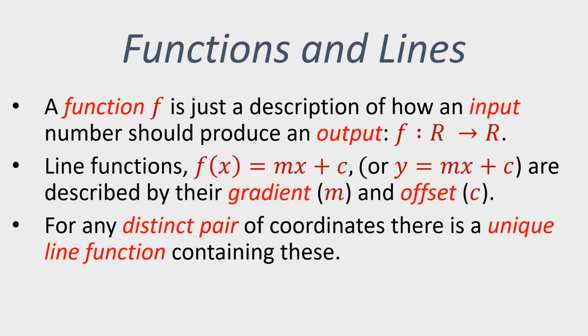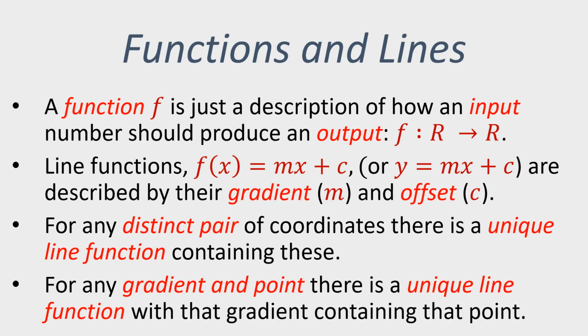So one of the main attributes of line functions is that if we take any distinct pair of coordinates, there is a unique line function which contains that pair of coordinates. If we take any value for the gradient, this parameter here, and a single point on that line, then there is a unique line function with that gradient and containing that point.